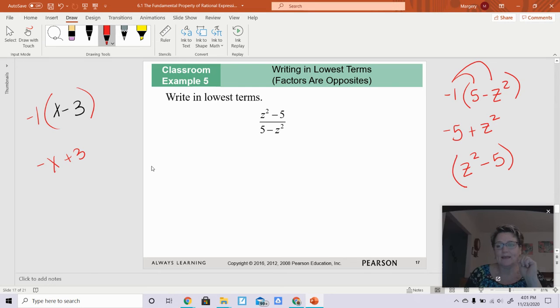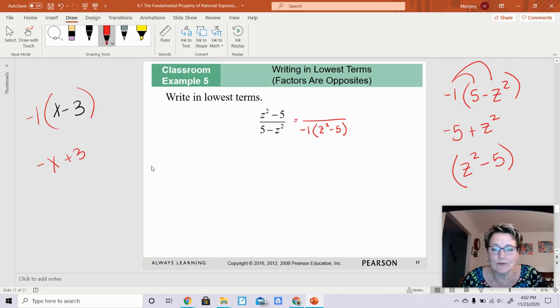Now, what you need to do is just show the -1 on the outside. So if I go ahead and rewrite this as -1 times z squared minus 5, in reality, -1 times z squared is negative z squared. -1 times -5 is a positive 5. So in reality, this is all the same thing as this.